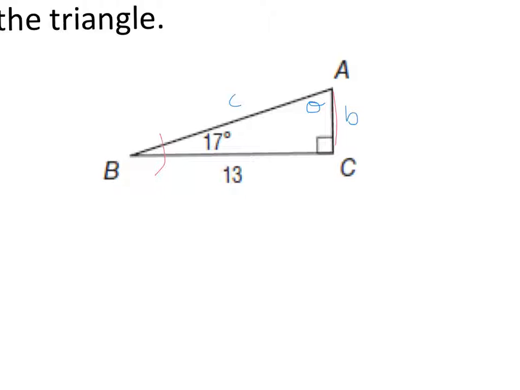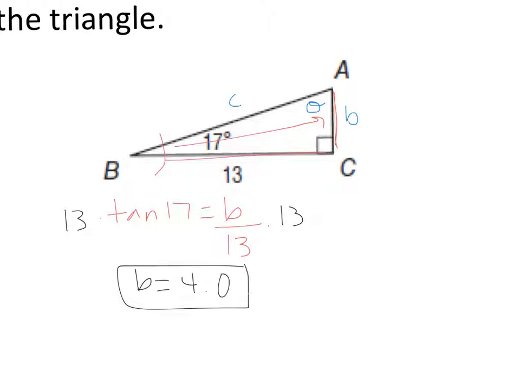So I know this angle here of 17 degrees, and so to solve for side b, I am going to say I know the opposite over the adjacent, which is tangent of 17 degrees equals b over 13. So I would multiply by 13 to both sides. And 13 times tan 17 is 3.97, so rounded to the nearest tenth would be 4.0. So b equals 4.0.